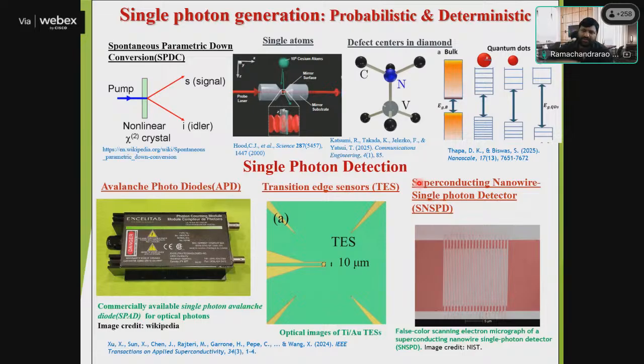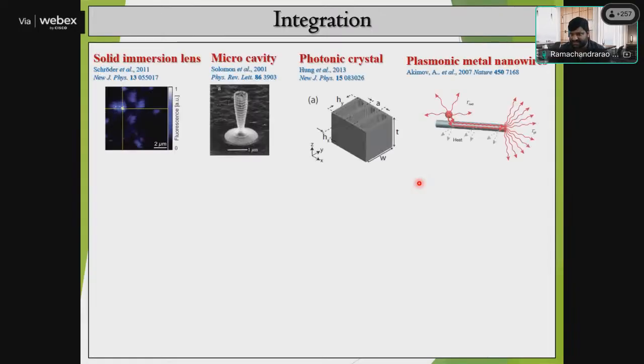If you want to manipulate the single photon, you need to integrate with some structures or schemes so that you are able to manipulate the single photon within those structures. This is what is called system integration. In the past, people have used the solid immersion lens. They have taken the solid immersion lens and collected single photons from single quantum emitters.